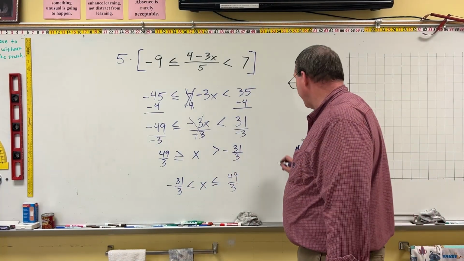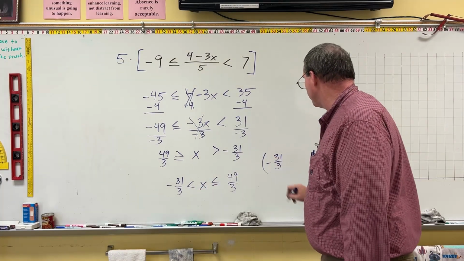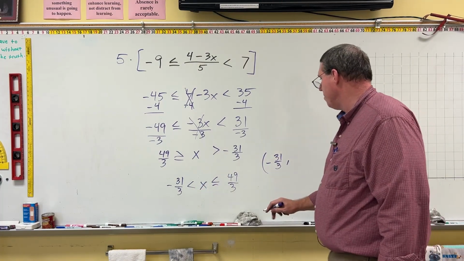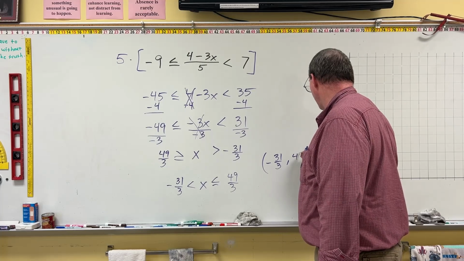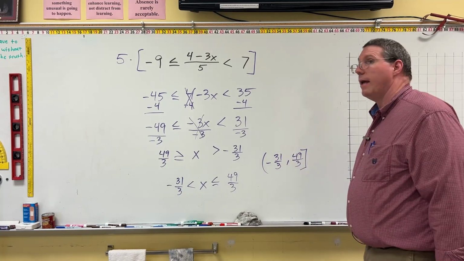And the way we'll write it is we'll write negative 31 over 3. It does not have an or equal to, so we'll put a parenthesis, comma, 49 over 3. It does have an or equal to, so we'll put a bracket, and we're done.